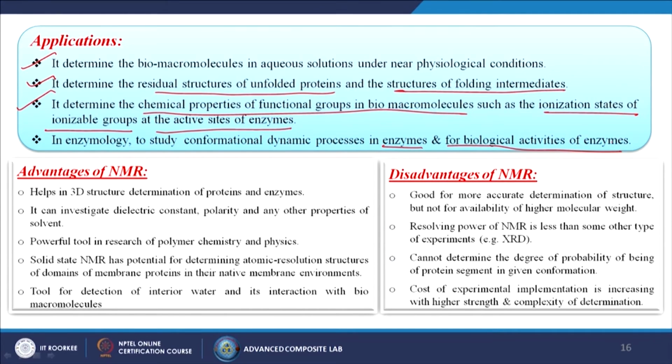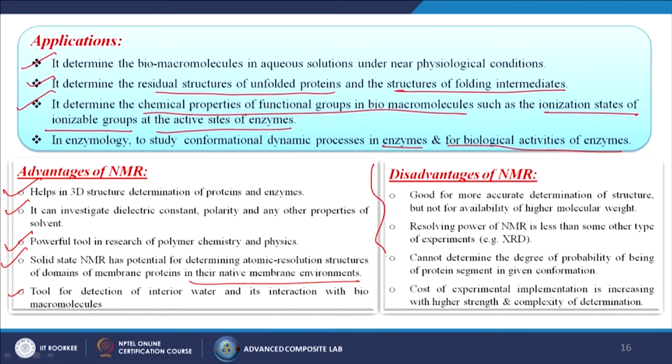What are the advantages of NMR? It helps in 3D structure determination of proteins and enzymes. It can investigate dielectric constant, polarity and other properties of solvents. It is a powerful tool in research of polymer chemistry and physics. Solid state NMR has potential for determining atomic resolution structures of domains of membrane proteins in their native membrane environments. It is also a tool for detection of interior water and its interaction with biomacromolecules.